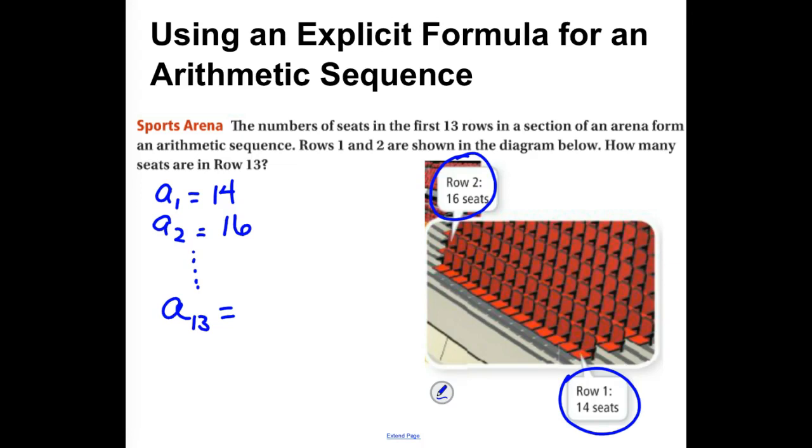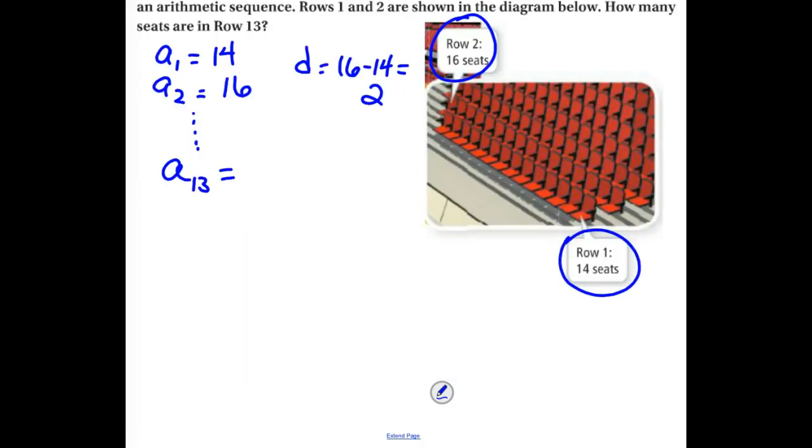Okay? They've told us it creates an arithmetic sequence. So there's a common difference. What is it? All right. So if I know my common difference is 2, I should be able to figure it out, right? Do I have to know how many are in all the rows in between? No. So I'm going to go ahead and use my explicit rule.